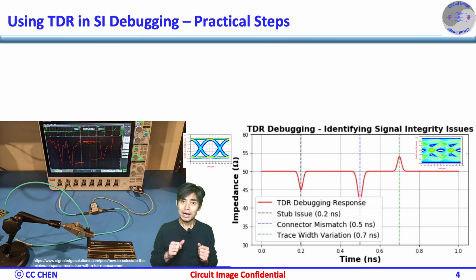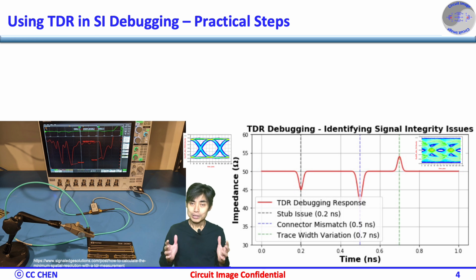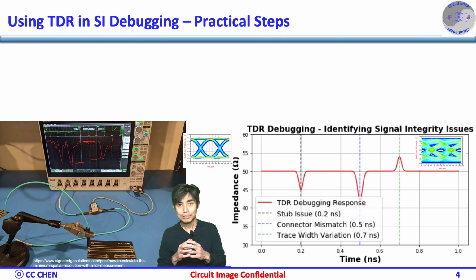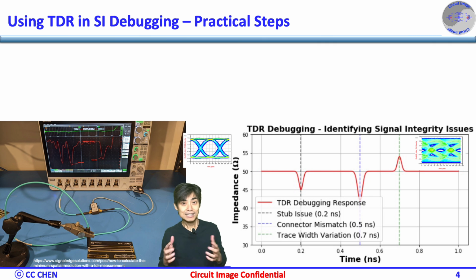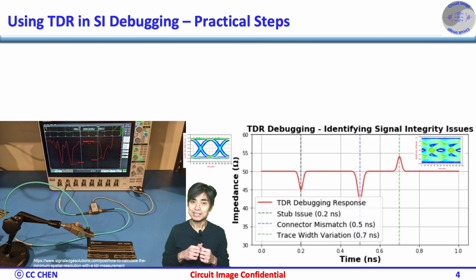Apply differential TDR for SerDes lanes to check skew and imbalance. You can also use an eye diagram alongside TDR to correlate signal degradation. Modern tools allow overlaying TDR and S parameters for deeper insights. This method saves time, preventing endless trial and error debugging. It's a game changer in high-speed SerDes link validation. Now, let's see real-world examples of how TDR solves issues.